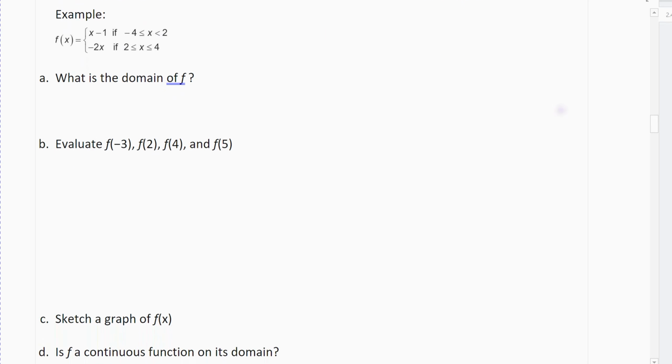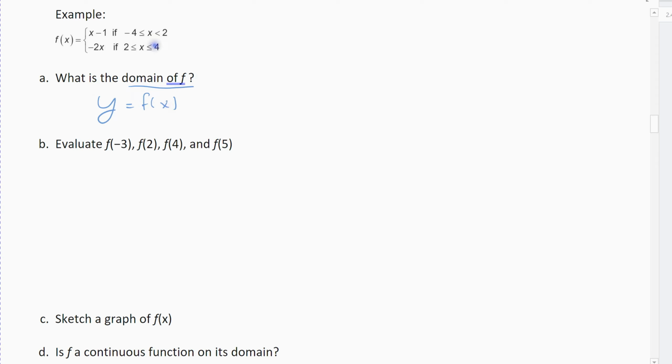So the first example here is the function f of x, where x minus 1 is the piece that we use if my x values are between negative 4 and 2, including negative 4 but not including 2. And then I use the function negative 2x if my x values are between positive 2 and positive 4, including both those endpoints. And so the first question that we ask is, what's the actual domain of the function? It's got two piece domains, but what's the actual domain of my total function?